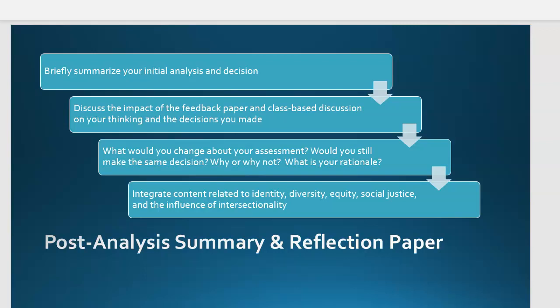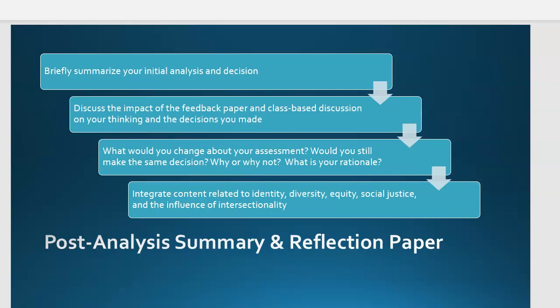But this is where you briefly summarize your analysis and your decision. That really should be 1, maybe 2 paragraphs. Again, you don't have to use description. It's really about summarizing what did you write about? What were the important points that you pulled out?